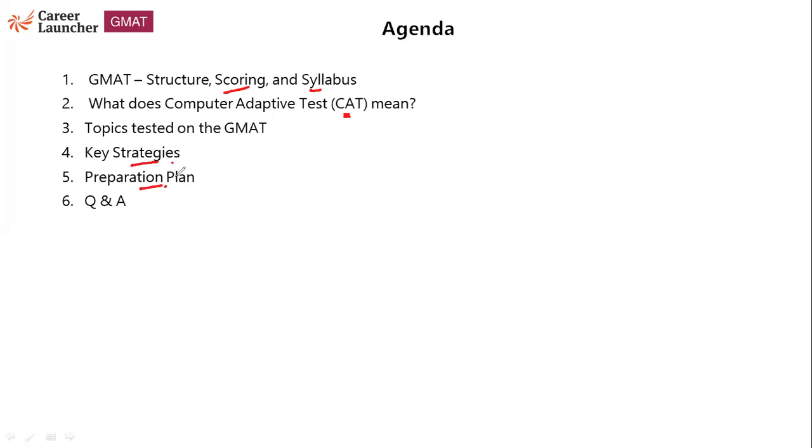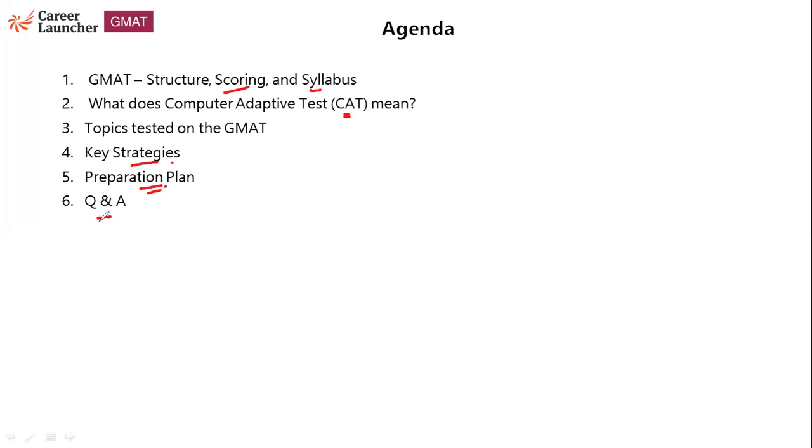So a broad preparation plan is there with respect to the stage at which you are. So we'll understand with respect to the months or duration you have to prepare for the GMAT, right? So we have a few steps.